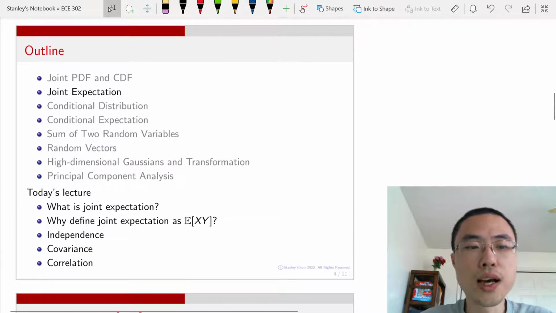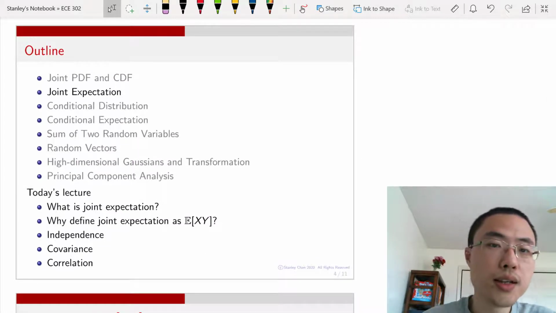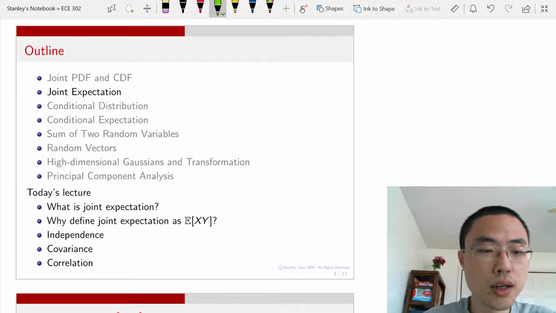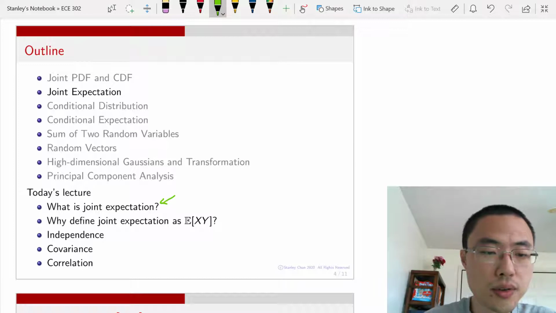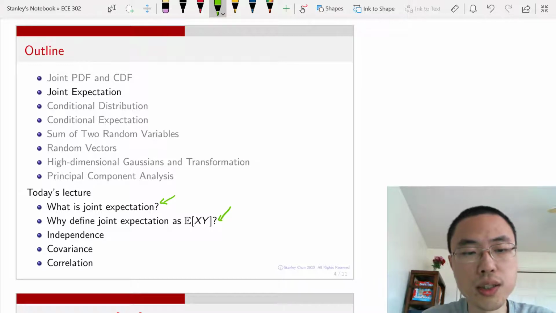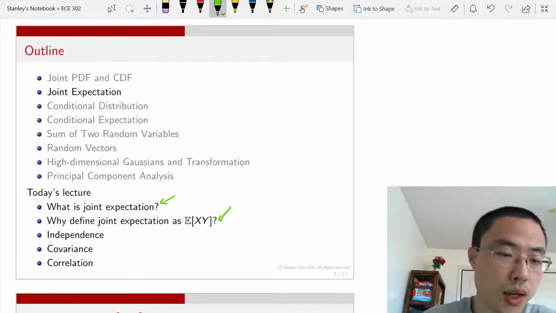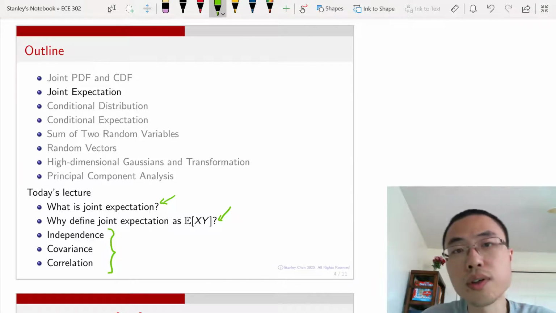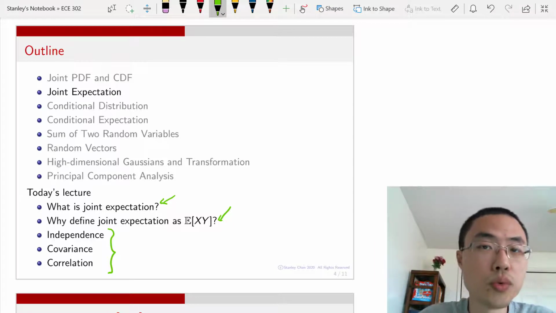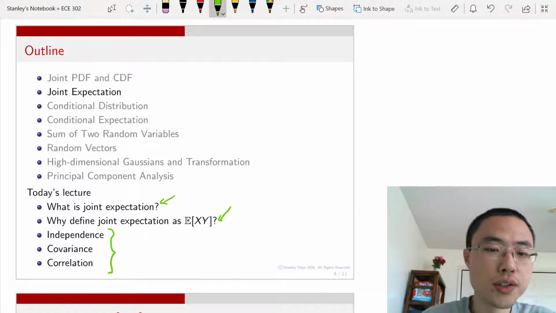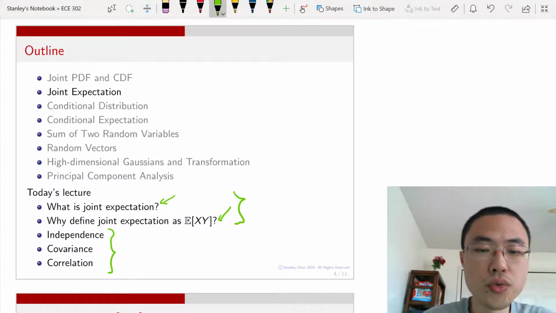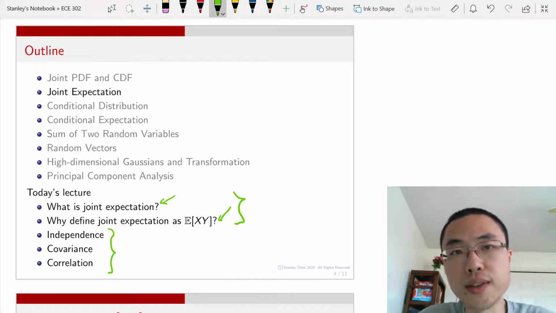Alright, so let's look at the outline of today's lecture. In today's lecture, we are mostly interested in understanding the joint expectation. We want to know what the joint expectation is, and why we define the joint expectation as the expectation of X times Y. Independence, covariance, correlation, these concepts we will discuss in the following lecture. So the goal of today's lecture is to go through the underlying reasons why we define joint expectation this way.